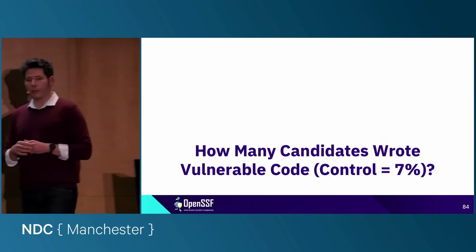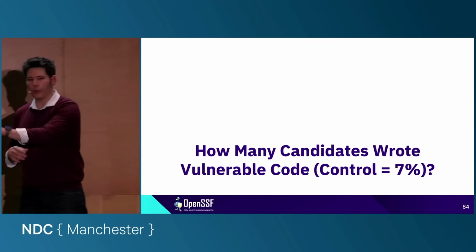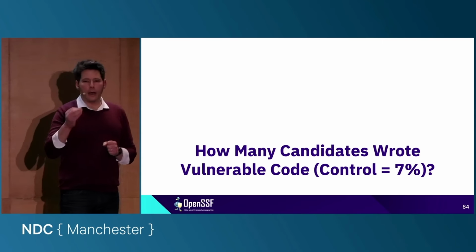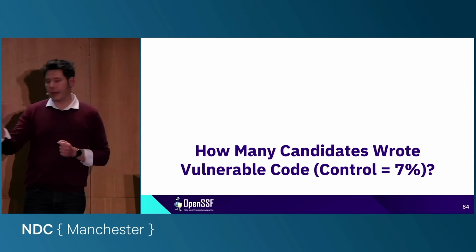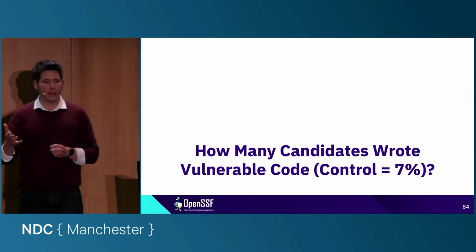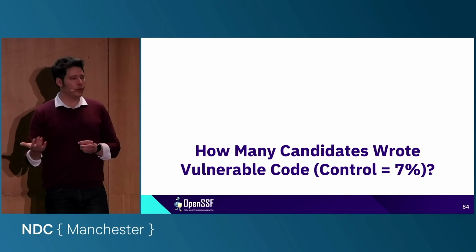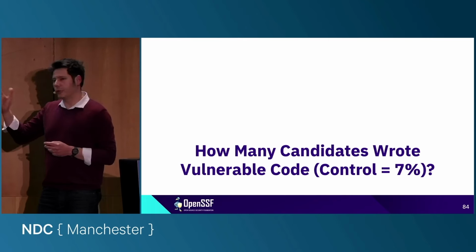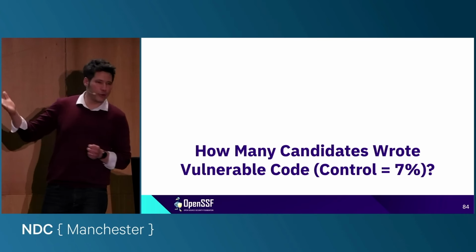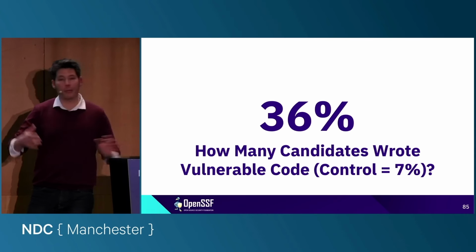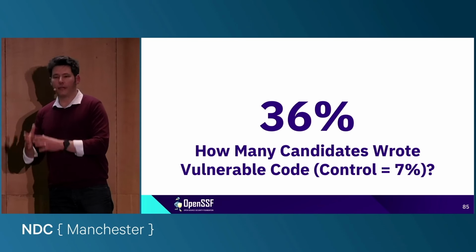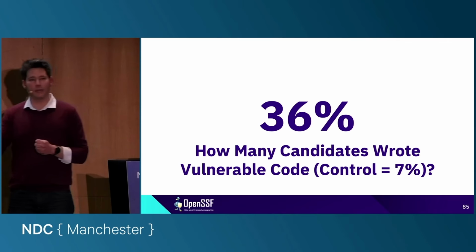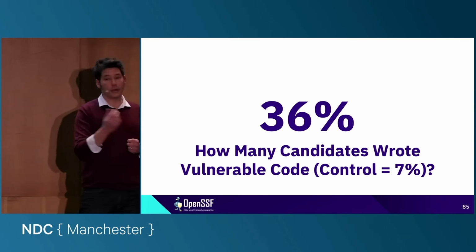Let's talk about a different thing, skill degradation. This was also a topic in a very, very interesting talk yesterday. How many of the candidates that were asked to use code were writing vulnerable code if the control group was 7%? 2 times as much? 3 times as much? How about 5 times as much? 5 times as much people wrote vulnerable code when they were using AI.